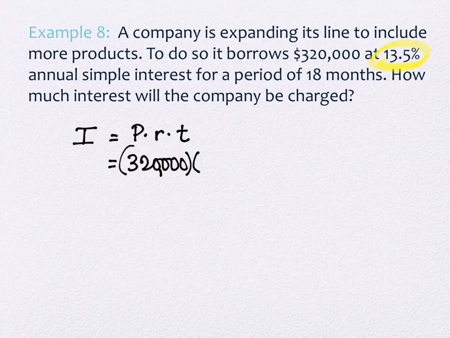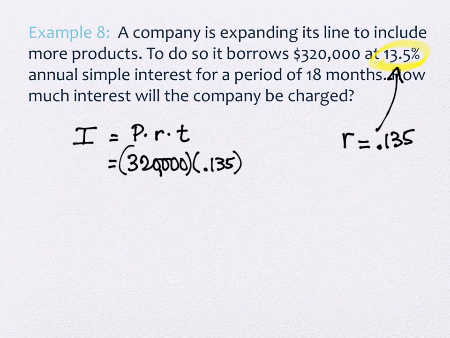But when I put this into the formula, it needs to be inserted as a decimal. And yes, I know 13.5 has a decimal in it, but it's still a percentage. It's just a percentage that has a decimal point in it. I need to change that percentage into its equivalent decimal value. And we talked about that last time. That has to do with moving the decimal place over, right? So what will this be as a decimal number? 0.135. So that's the R in my formula.